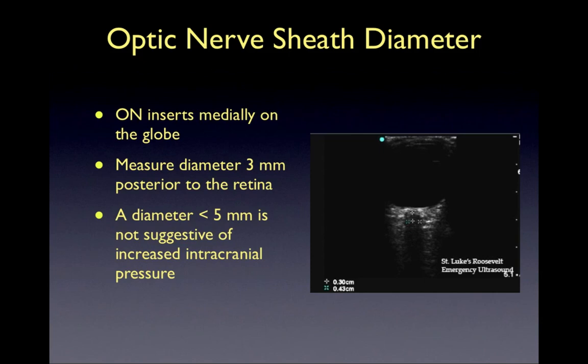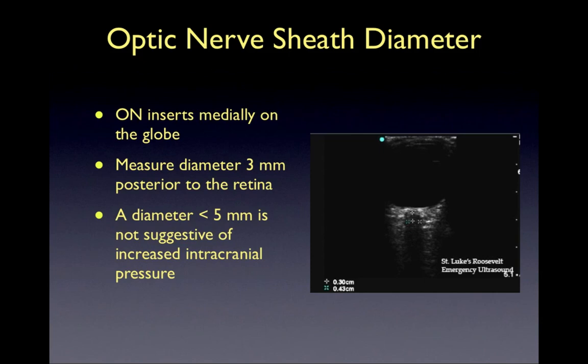So the optic nerve inserts medially onto the globe, so just to the nasal side, and the convention is that you measure it 3 millimeters posterior to the retina. So 5 millimeters is the cutoff. If it's less than 5 millimeters, it's not suggestive of increased intracranial pressure, or if it's greater than 5 millimeters, it's suggestive that there potentially could be increased intracranial pressure.